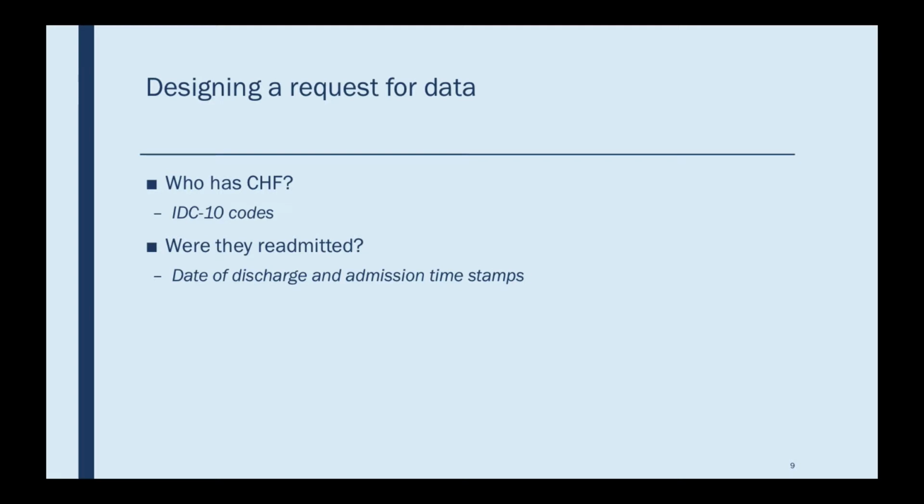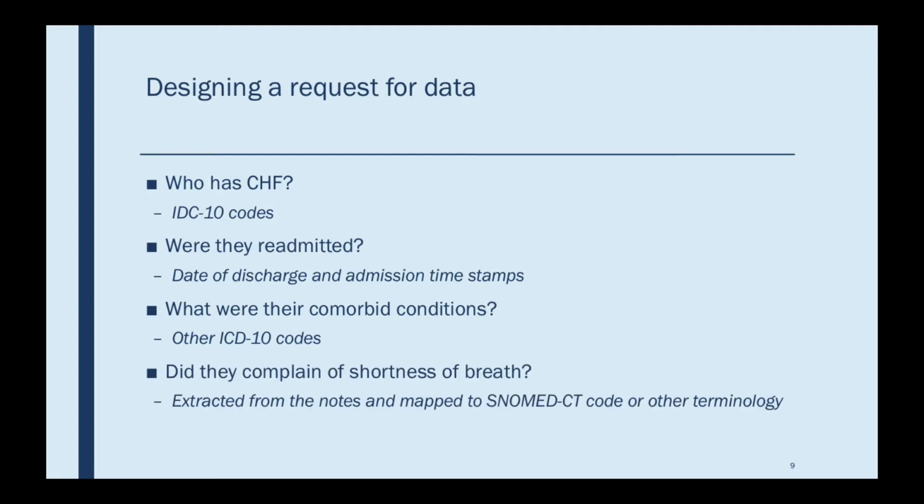Now you are ready to submit a data request from NYP so that they can pull the patient data that you need for your project. These are the 4 key data elements that you will need to conduct your study and the data required to answer these questions. We now know how to answer who has CHF, and we can also figure out who was readmitted by using admission and discharge timestamps. And we can also find the comorbidities by using ICD-9 codes. And lastly, we can figure out who had shortness of breath by looking at the notes and mapping them to SNOMED codes.